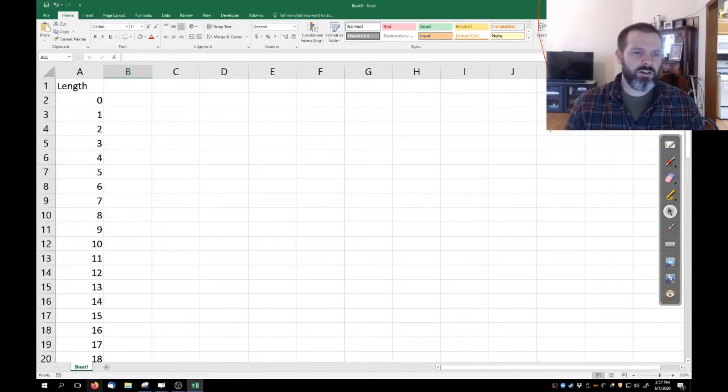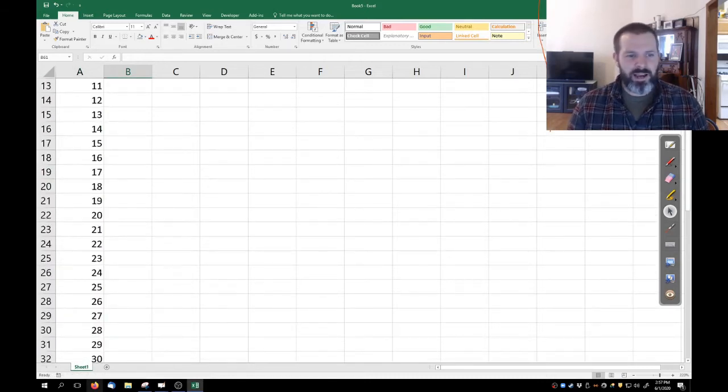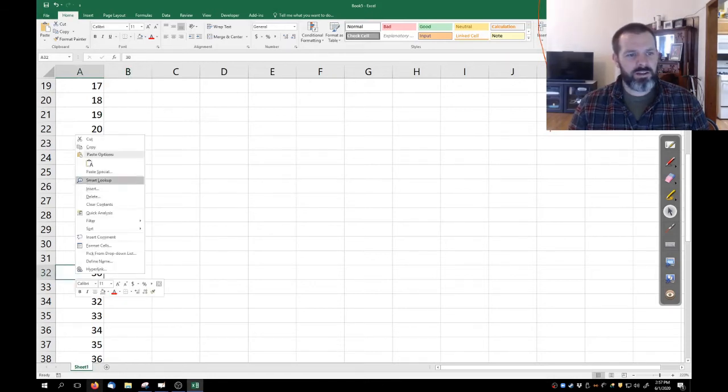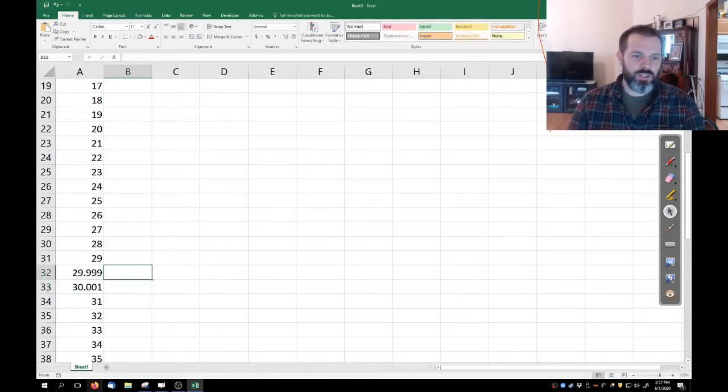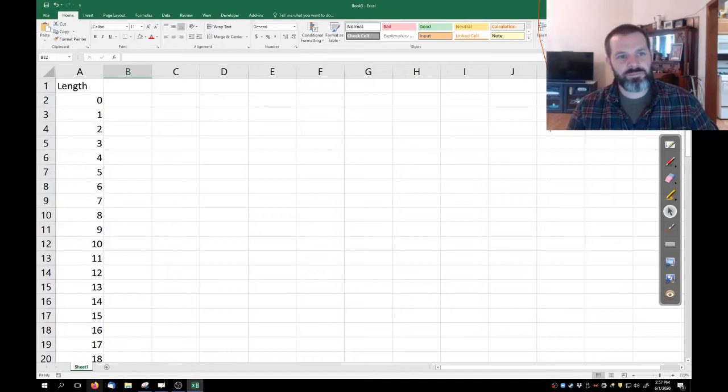And just to make our life a little clearer, at 30, we have a point load. So I'm going to take this point that's 30, and I'm not going to have 30. I'm going to have 29.999, and then I'm going to have 30.001. Essentially, two numbers that are really close to either side of 30, but not exactly 30.